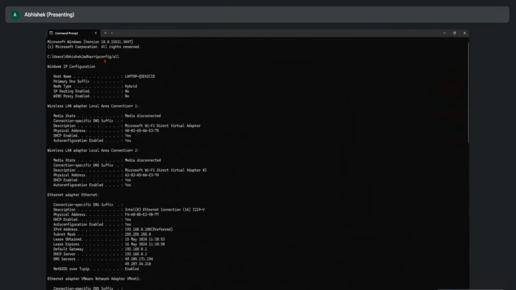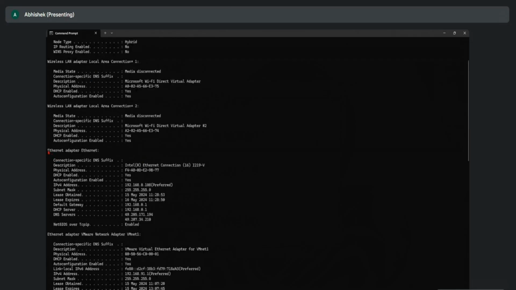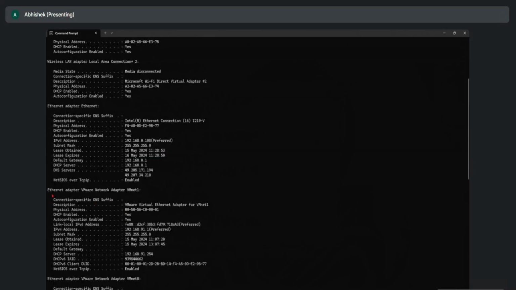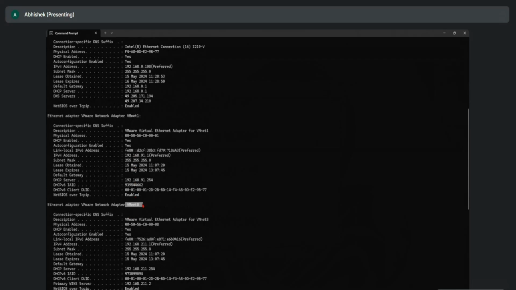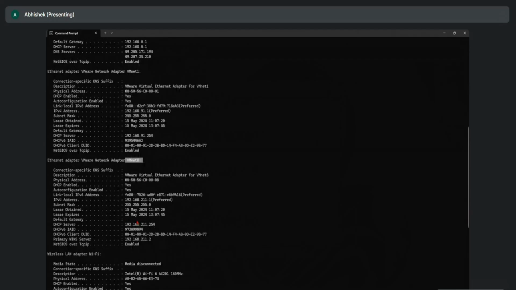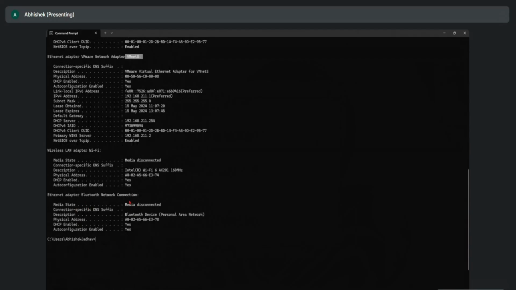I ran a command to check the IP configuration for all of my interfaces, right? So I'm typing ipconfig /all. So you can see how many interfaces are here. There is a Windows IP configuration here. There is a wireless LAN adapter configuration, a wireless LAN adapter for the second network, right? Now we have the Ethernet adapter using which I am currently connected. Next, we have the Ethernet adapter for the virtual machine which I have on my device. Then the other Ethernet adapter for my virtual machine which I have on my device. Then the Wi-Fi. Then the Bluetooth.